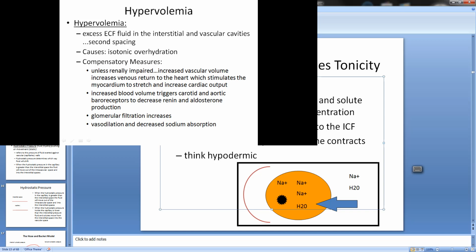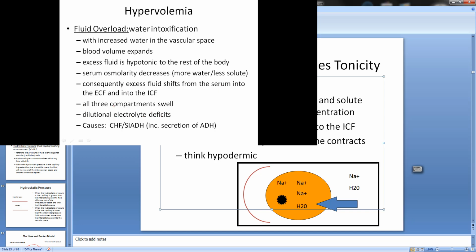And typically, unless patients are renally impaired, you have compensatory mechanisms within your body that will adjust and prevent hypervolemia, i.e. you'd have less production of antidiuretic hormone, you'd have less production of aldosterone, less sodium and water retention, and you'd have increased glomerular filtration, i.e. increased urine output in response to this hypervolemia.